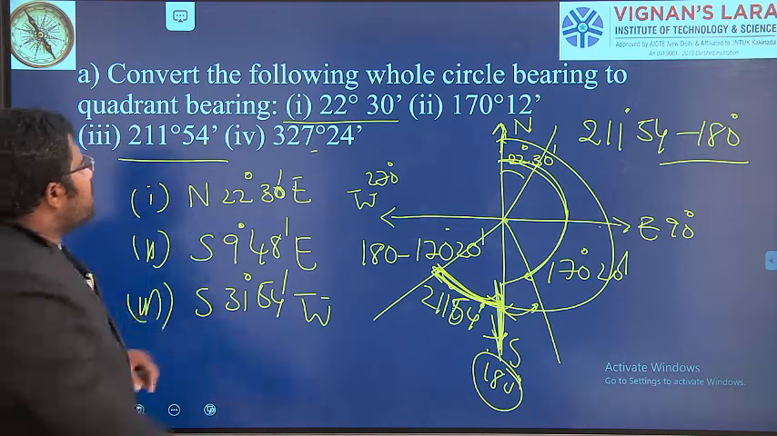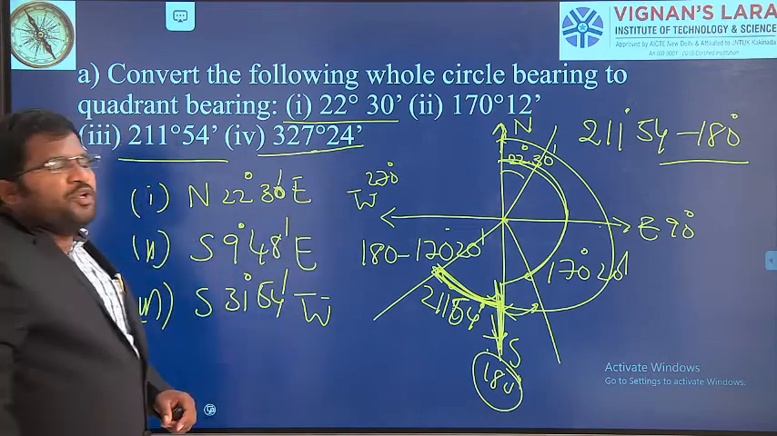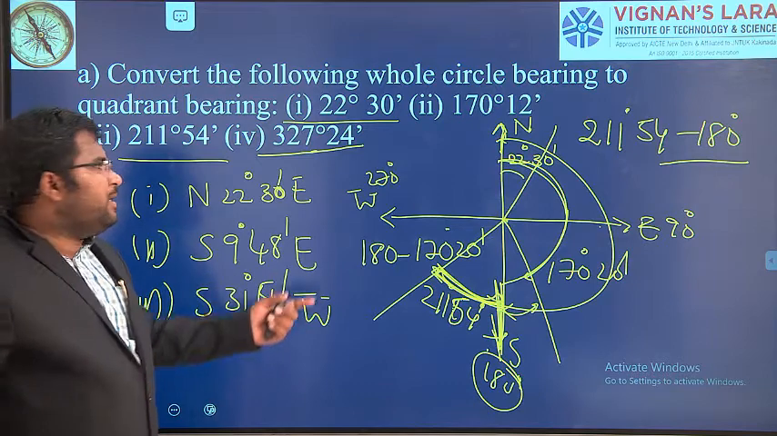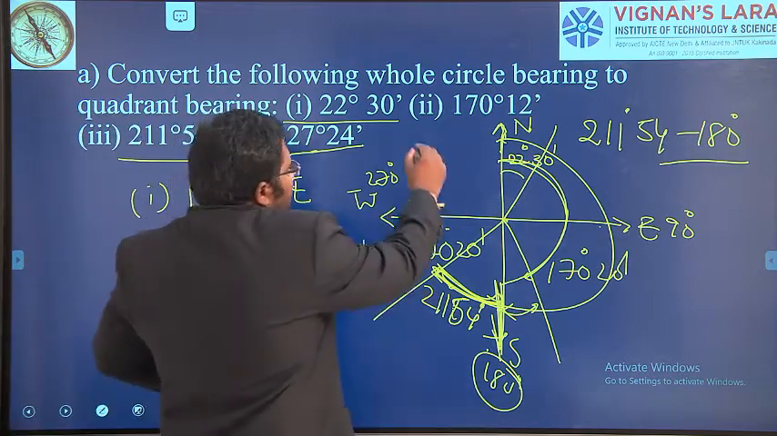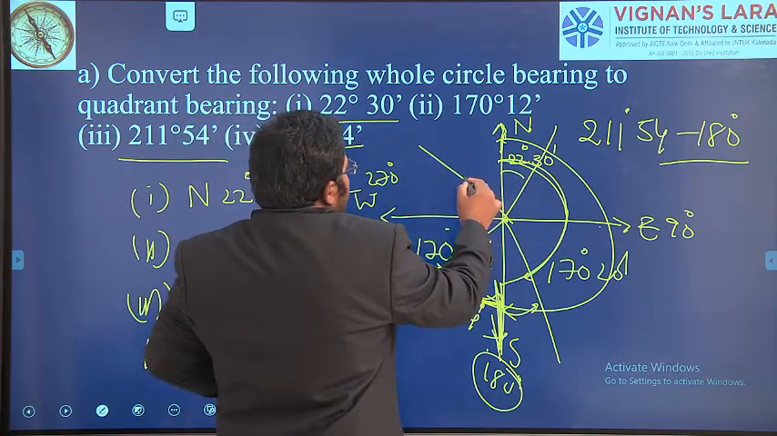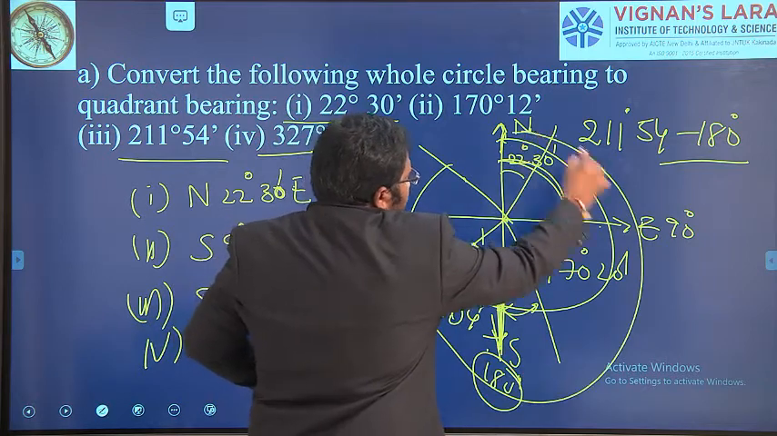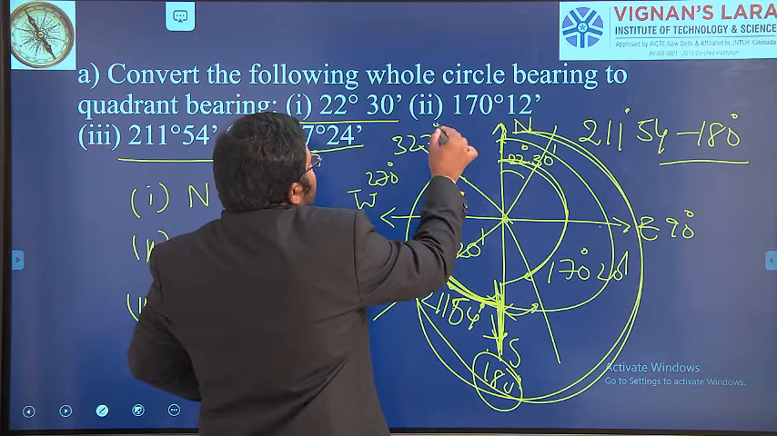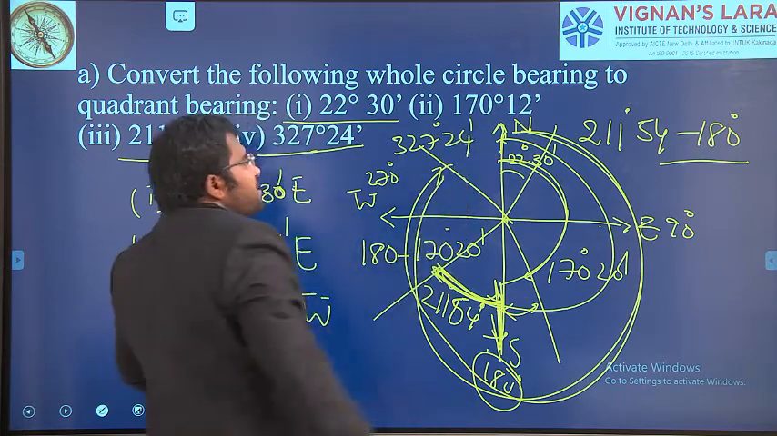Then coming to the last one, 327 degrees 24 minutes, right? 327 is greater than 270 and less than 360. So the line will come here, right? The angle from here to here is 327 degrees 24 minutes. Okay.